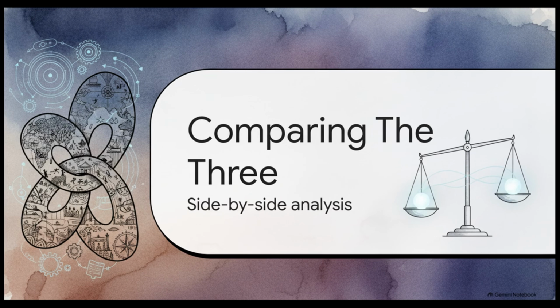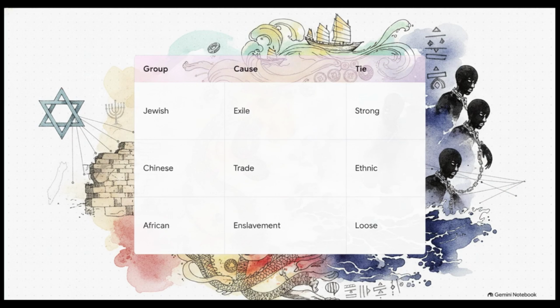Let's see how this builds as we transition to synthesizing our academic theory with our 3 historical landscapes. Part 5, Comparing the 3 Diasporas. Okay, looking at this matrix, if we put on our armchair sociologist hats for a second, you can clearly see how the term diaspora represents vastly different human experiences.